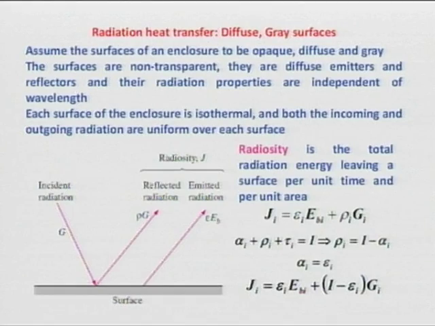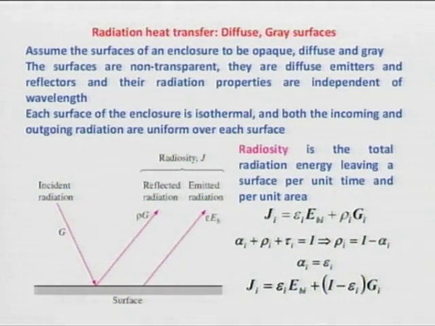Okay. After having done black surface analysis, why do we do it first? Easy to understand, because we do not have this epsilon coming in. It is a good emitter, the best emitter, good in all respects. So, having understood the black body enclosure, we are now looking at diffuse gray surfaces.